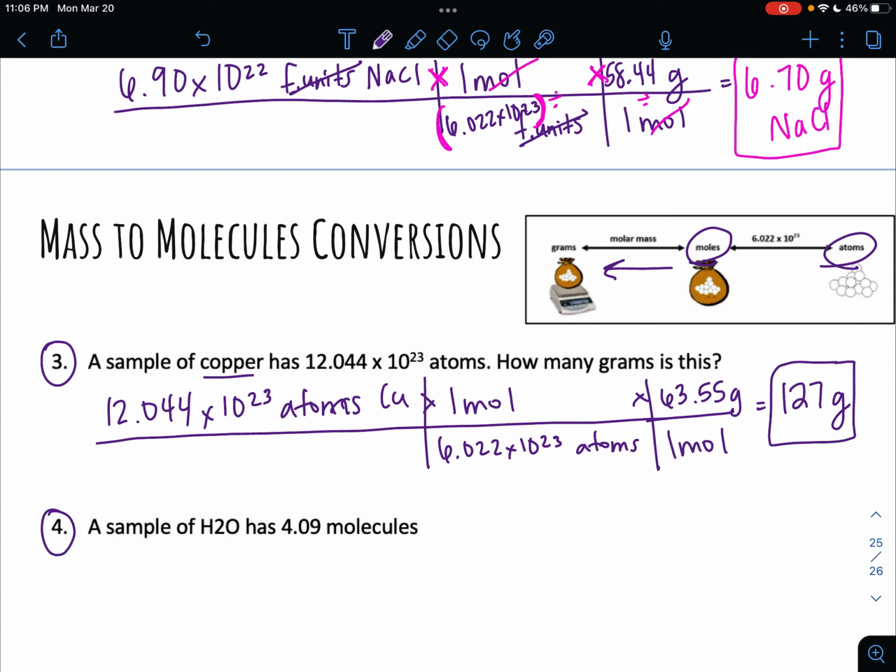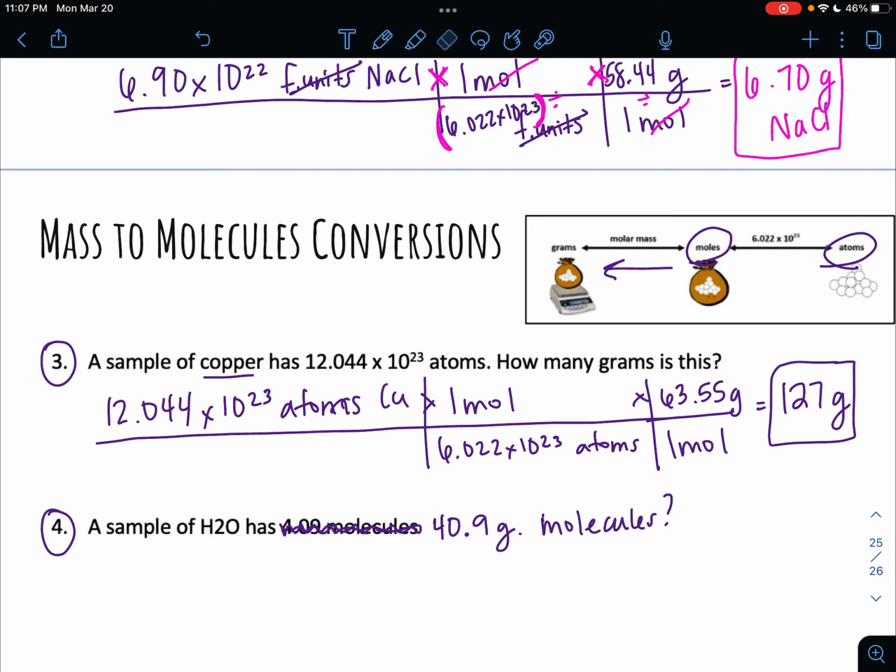Okay, let's look at number 4. I realize this looks weird because I changed something after I copied and pasted. So we are going to modify this one just a little bit. It says a sample of H2O, water, okay. We have 40.9 grams, and I want to know how many molecules this is.